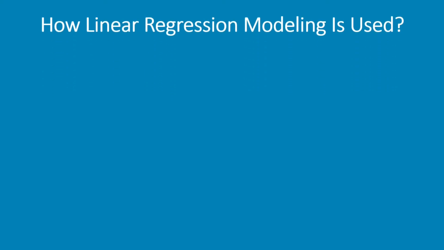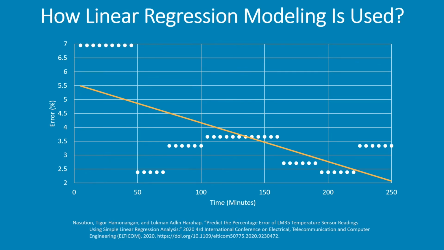For instance, the following study was conducted on an LM35 temperature sensor. The error percentage was measured every so often and plotted, with time being the independent variable and percentage error being the dependent variable. The goal was to determine whether or not a linear relationship between time and percentage error existed.